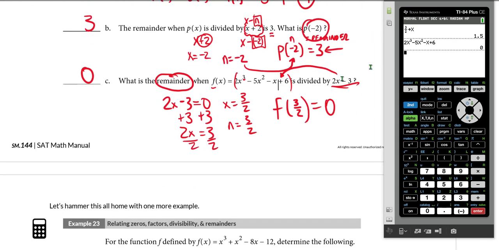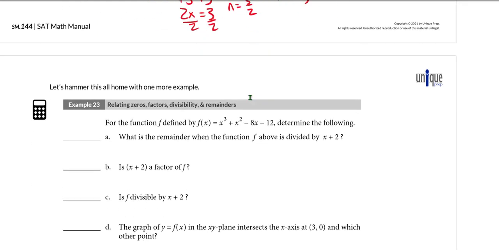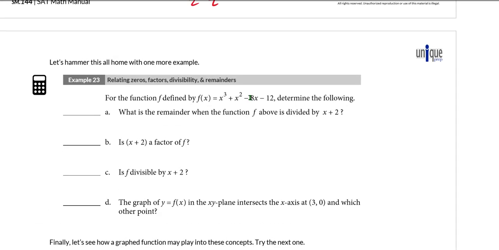At the top of the next page, we're going to hammer this all home with one more example. In example 23, we are going to relate zeros, factors, divisibility, remainders as we've been doing. So for the function f, we've got one single cubic function here. F of x equals whatever. We've got to determine the following. So first, we need the remainder when f is divided by x plus 2. This is polynomial remainder theorem.